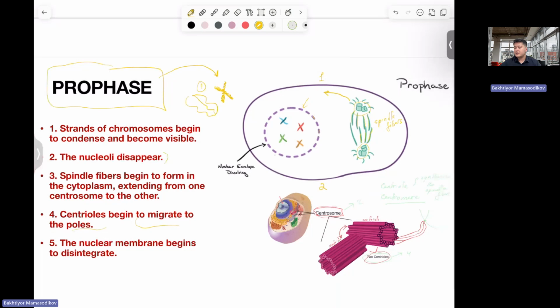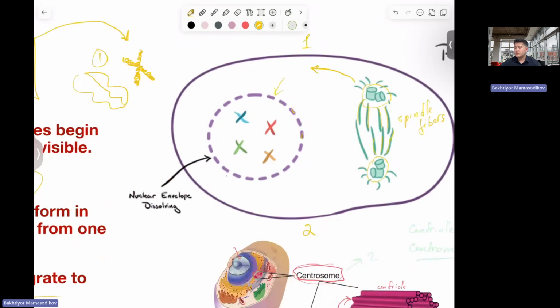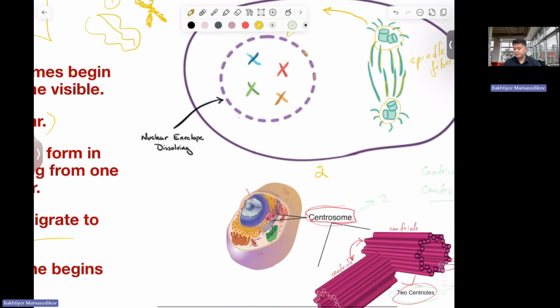And the nucleoli are disappearing. This is important. The nucleoli, which are inside, synthesize the RNA and the ribosomes. The nucleoli are going to disappear, okay? We talked about the nucleoli in our first lecture.